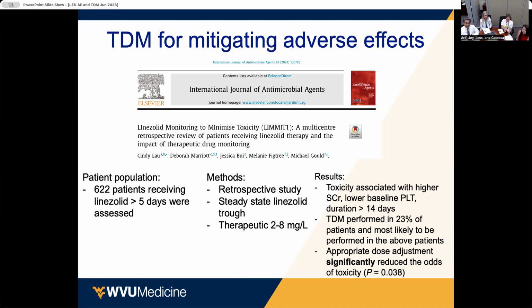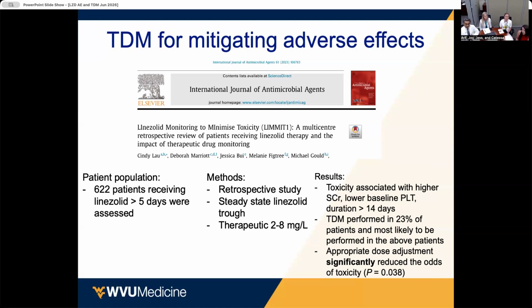What they found was toxicity was associated with a higher serum creatinine, lower baseline platelet, or duration over 14 days, which is very much in line with what was previously presented and what we already know. They only had TDM performed in 23% of these patients, and this was most likely to be performed in the above patients, those at higher risk of toxicity, or if the patients developed toxicity on therapy. So it wasn't a standard that everybody got TDM, it was pretty much case by case.